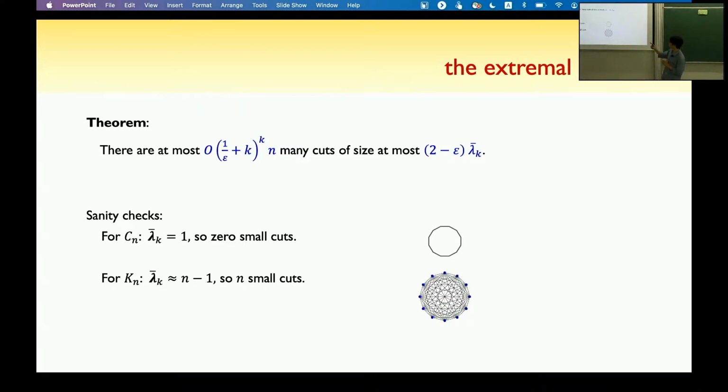When k is smaller than n, one can essentially say that lambda k bar is n minus 1, the degree of each vertex. So if epsilon is a constant greater than 0, then by the definition of small cut, only singleton cuts will qualify. So there are only n of them. But if you let epsilon be 0, then all the doubleton cuts will qualify as well, so we're not expecting linear bounds. So this theorem is tight in these two examples, and now let's try to prove this statement.